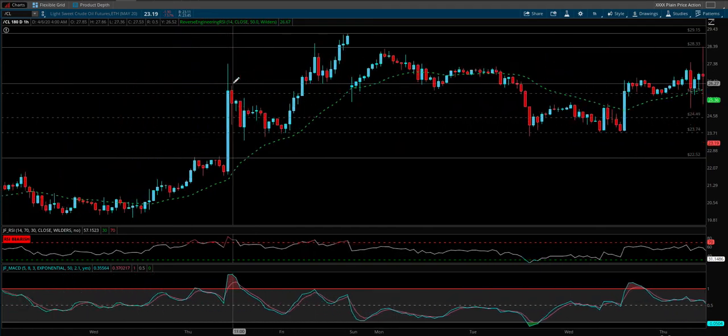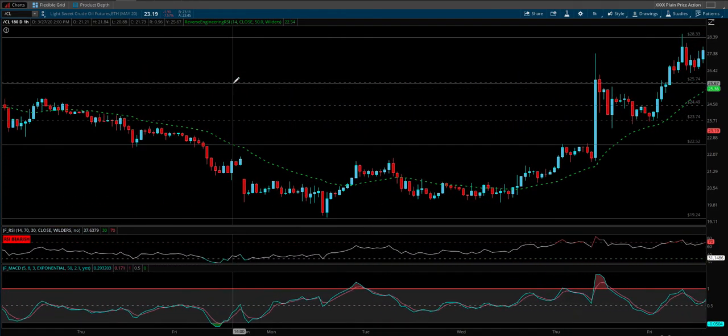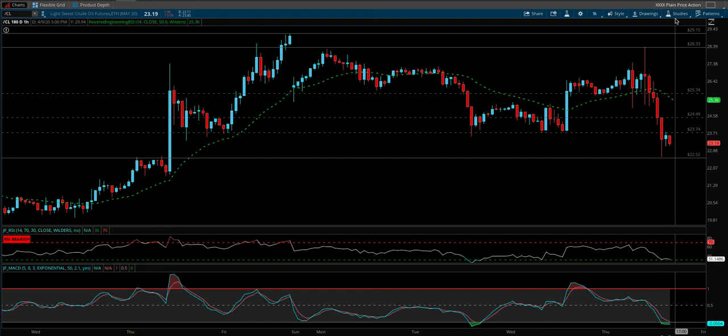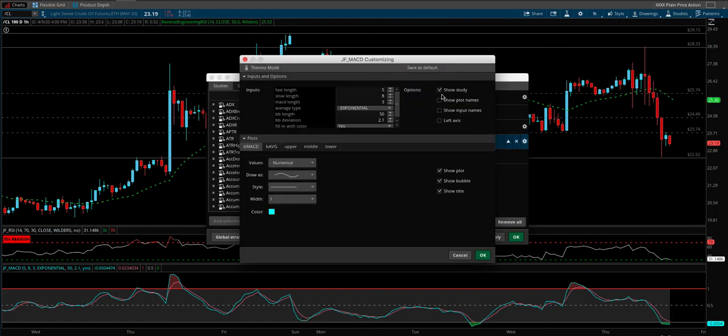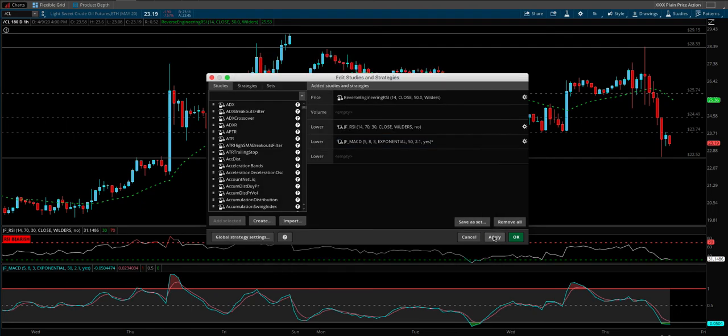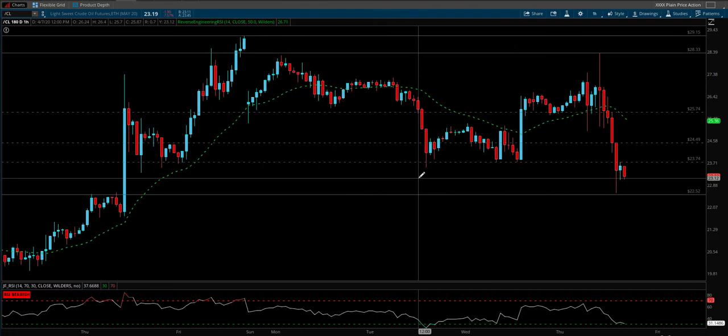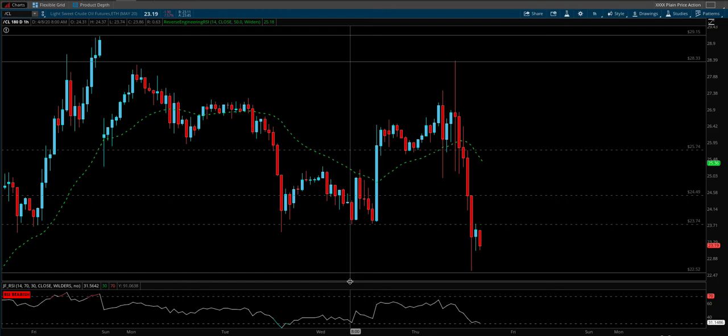But your main focus really should be just on price. And if you have these other studies, you just have to take it with a grain of salt. I'm going to take the MACD off here and just use the RSI.